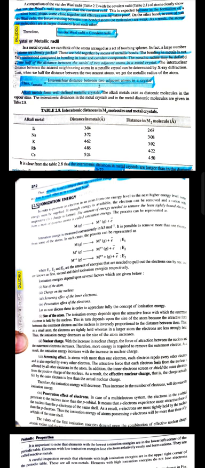Alkali metals form well-defined metallic crystals. The alkali metals exist as diatomic molecules in the vapor state. The interatomic distances in the metal crystals and in the metal diatomic molecules are given in the table.